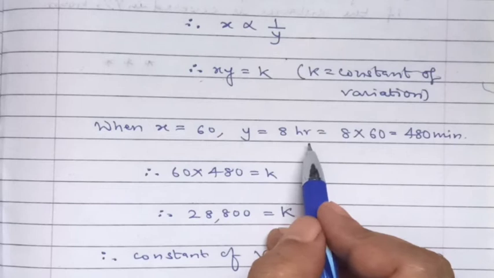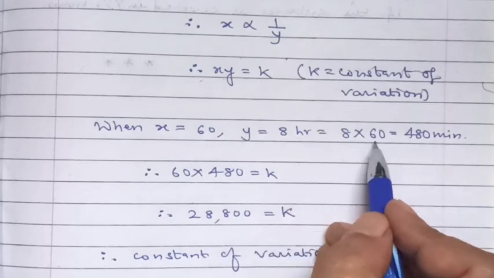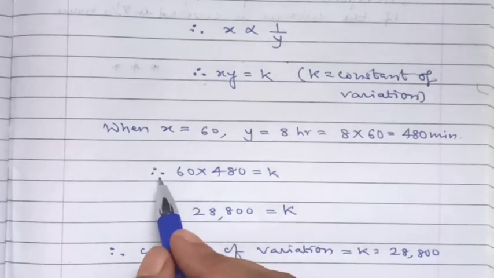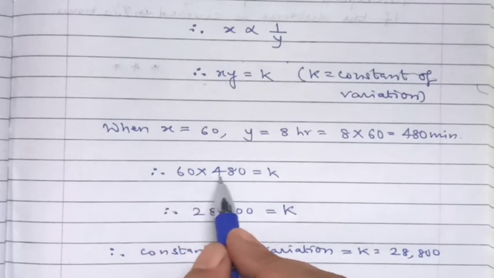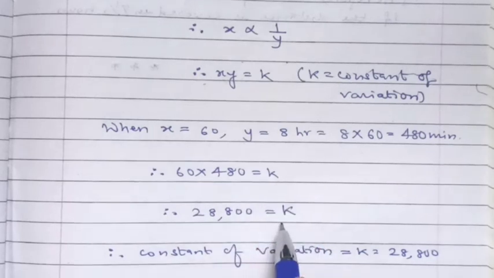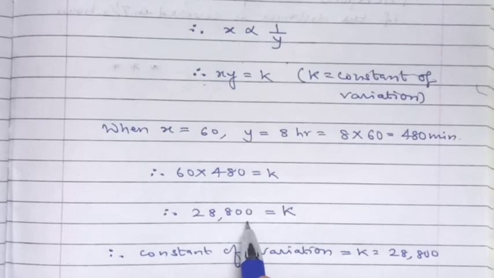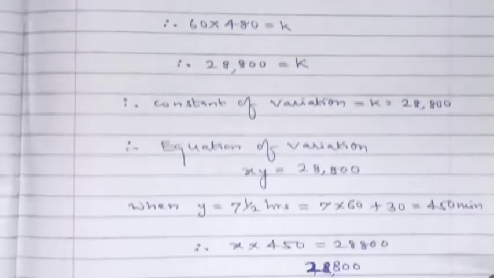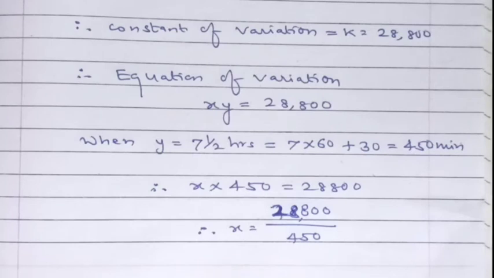Convert into minutes, you will get 8 into 60. 8 hours means 8 into 60 minutes, that means 480 minutes. Therefore x equal to 60 into y equal to 480. That means 60 into 480 is equal to k. Therefore k is equal to 28,800. It means the constant of variation k is equal to 28,800. Now we'll write the equation of variation. Therefore the equation of variation is xy is equal to 28,800.